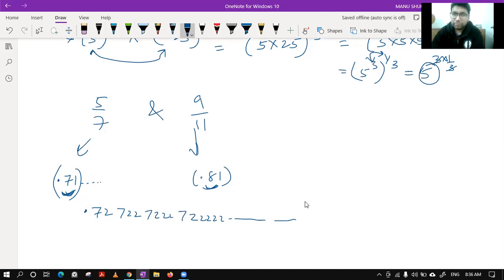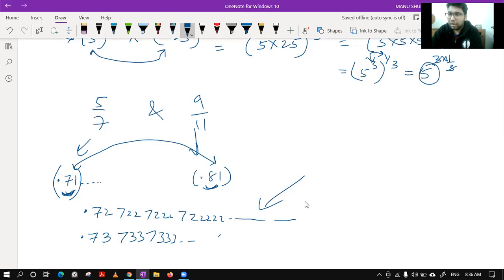Just make sure that the number should be lying between these two. The second number you can say 73, 7 3 3, 7 3 3 3 and so on. So you have to make a non-terminating number, but it should not be repeating. Then only it will be an irrational number. I hope this point is clear to everyone.